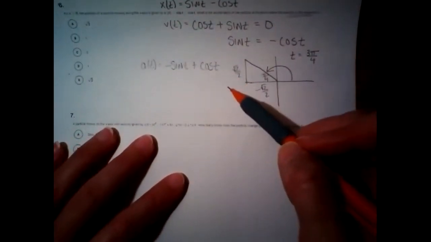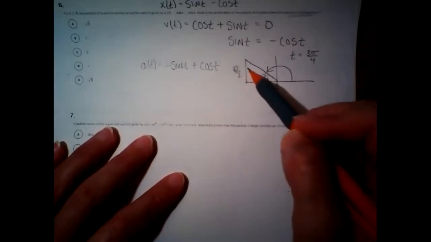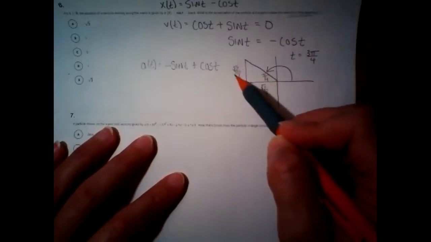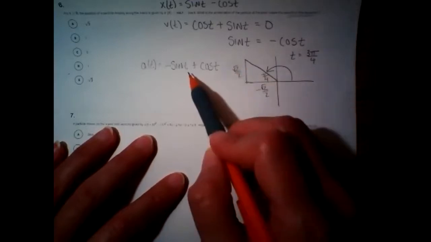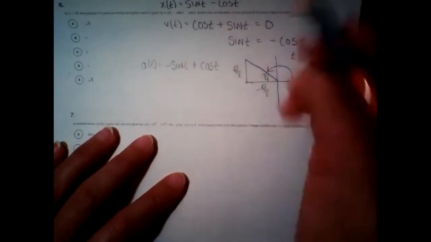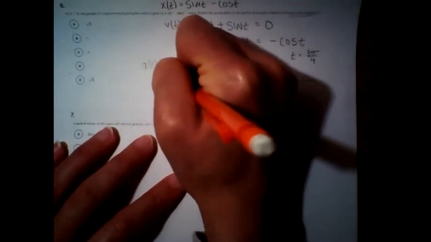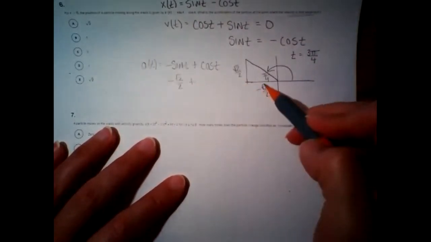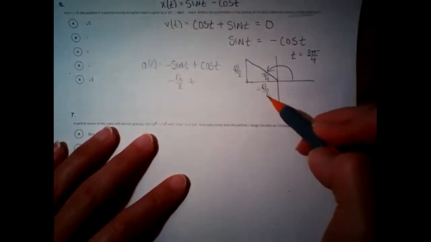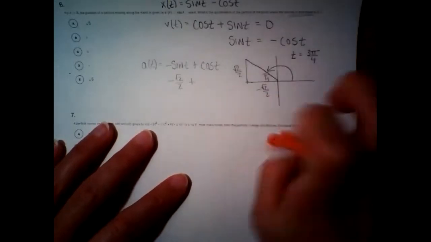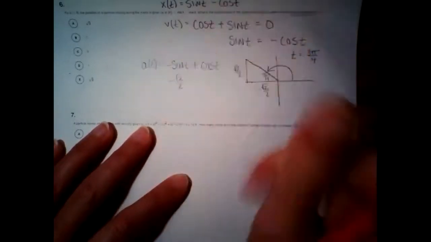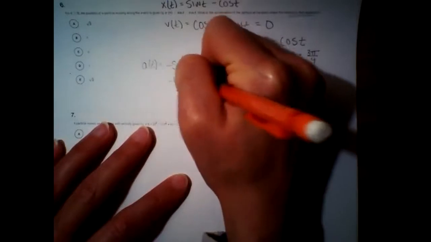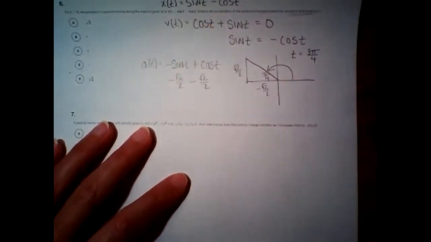All right, anyway, so sine here would be the y value, that would be root 2 over 2, but we're gonna make it negative. So it will be negative root 2 over 2. Plus cosine would be the x value, which is negative root 2 over 2. So it would be plus a negative, so this is actually just gonna be minus root 2 over 2. And I feel like that's all okay so far.